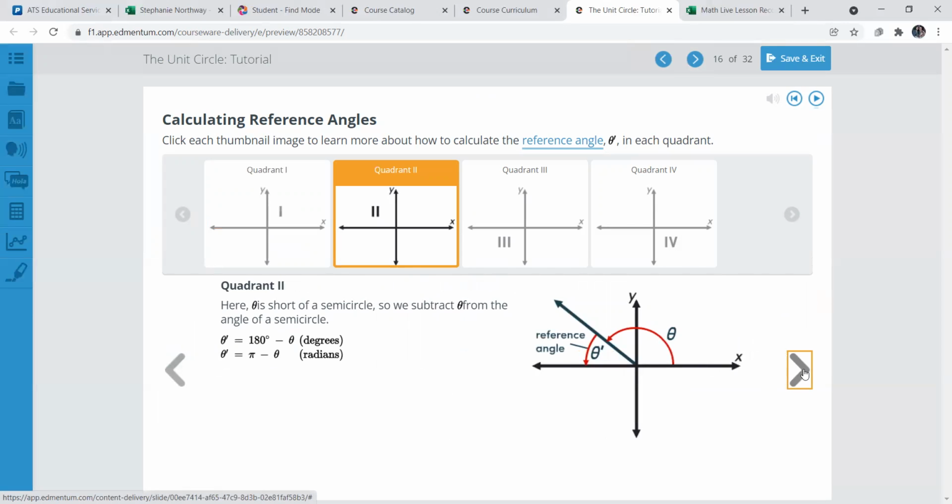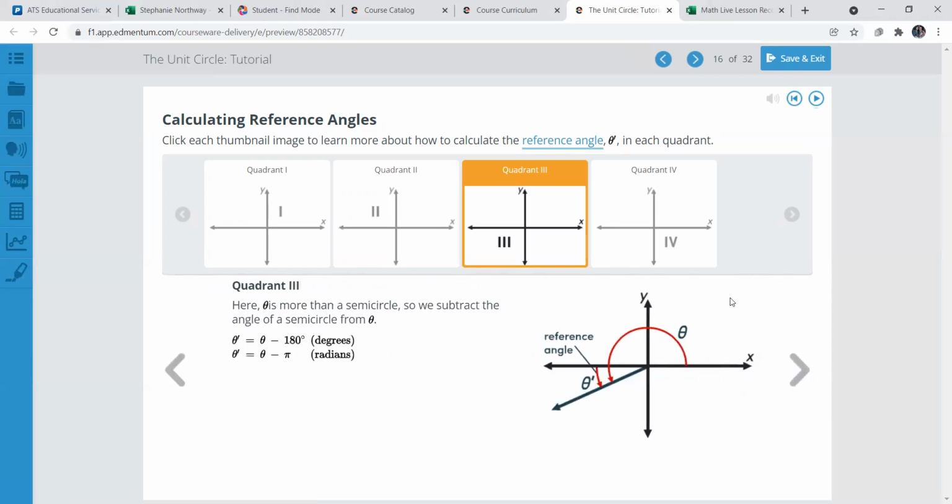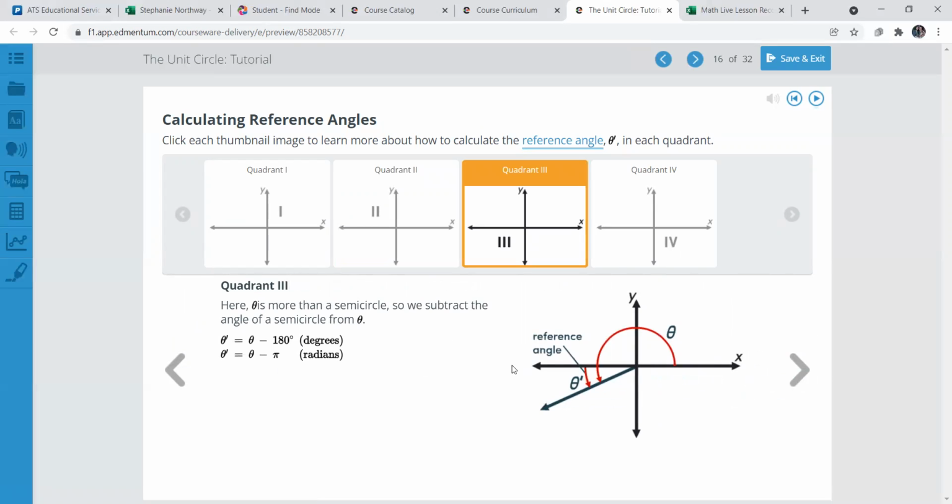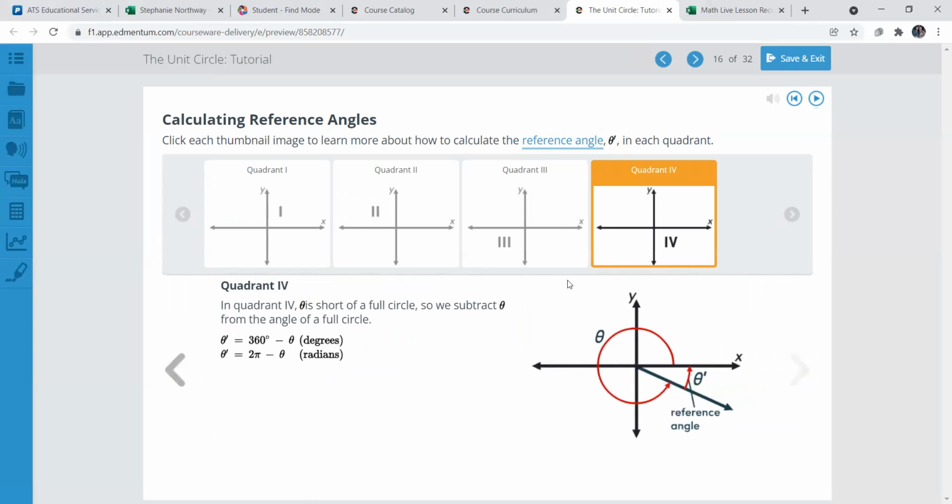Usually you'd have to do some sort of subtraction problem here because it's the negative. So like we have 180 minus pi. And then again, we'd have to do some sort of subtraction here because we're still in the negative. As you can see, we're still subtracting. In quadrant four, again, we're in positive and negative, so you would still have to do some sort of subtraction problem here as well.